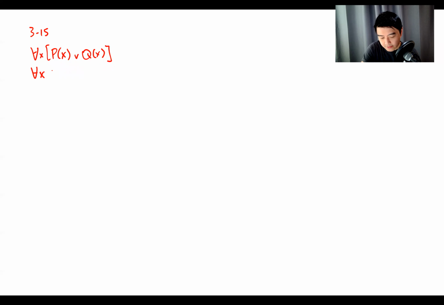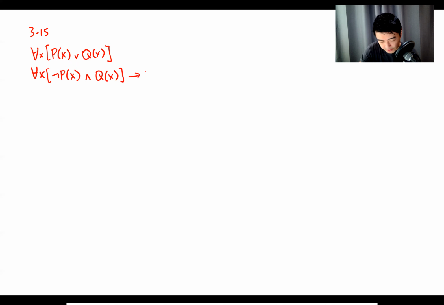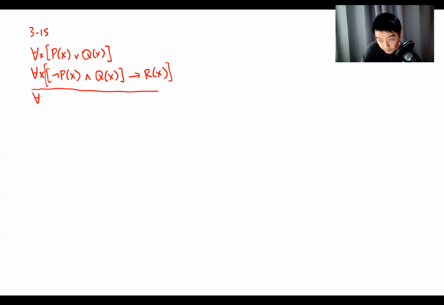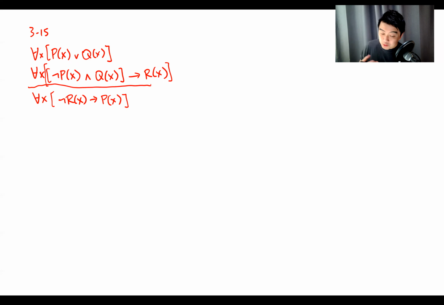And for all x, not P of x and Q of x implies R of x. There's a bracket here. And therefore, for all x, not R of x implies P of x. Okay, now I say this proof is a little bit harder because if you try to use the laws, let's just begin and then I'll tell you what problems we actually run into.